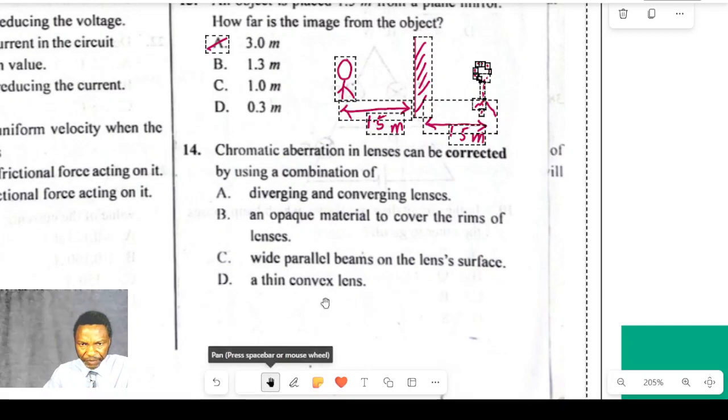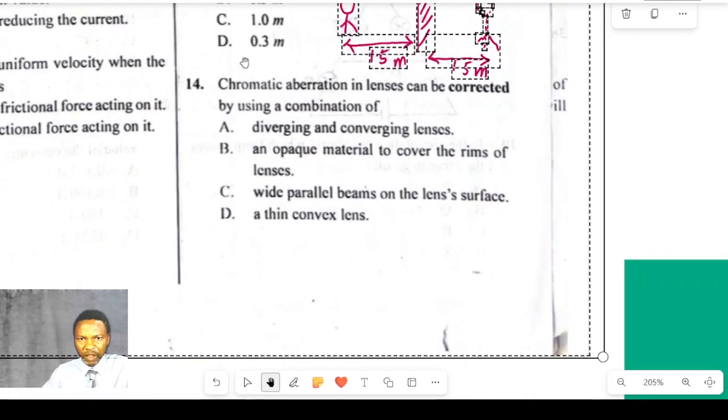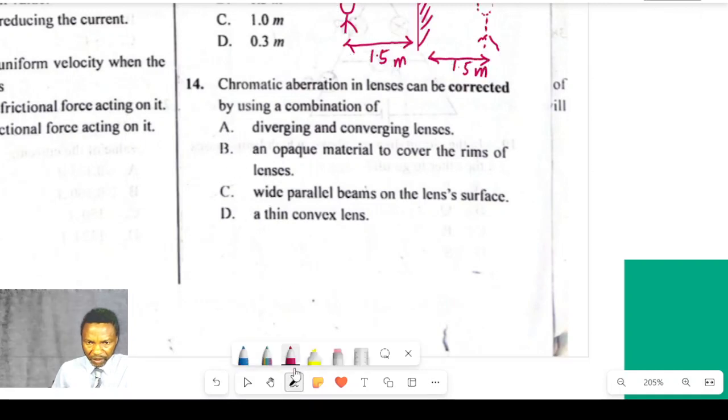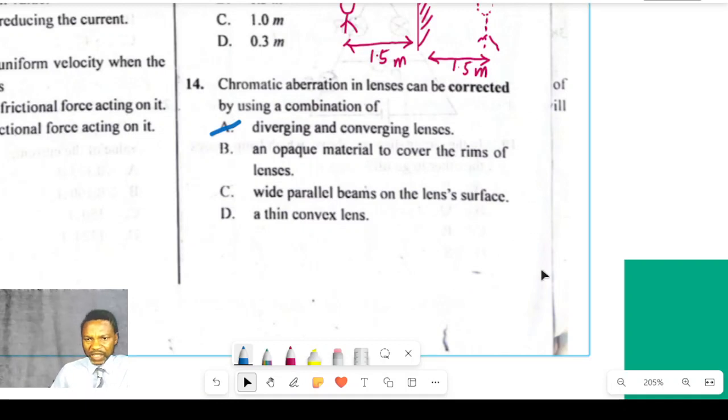Question 14. Chromatic aberration in lenses can be corrected by using a combination of what? Combination of diverging and converging lenses. So you use a combination of diverging and converging lenses.